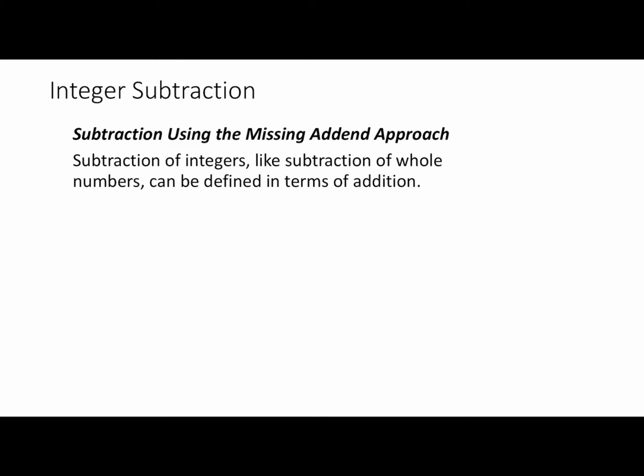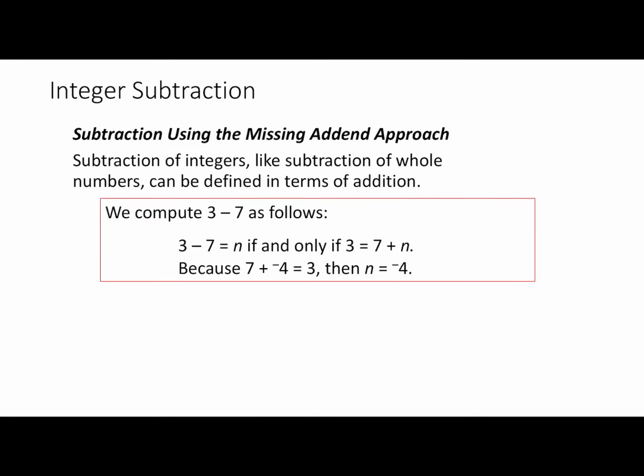Now, just like we did with the whole numbers, we can define subtraction in terms of addition. We can do subtraction using the missing addend approach. For example, if I want to do 3 minus 7, I'm going to say that 3 minus 7 is n if and only if 3 equals 7 plus n. So what is the integer that I need to add to 7 to get 3? It's negative 4. Since 7 plus negative 4 is 3, my answer to 3 minus 7 is negative 4.